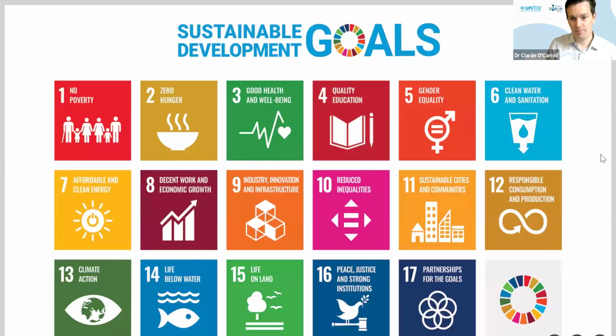If anyone has any particular SDGs that they would like me to go into more detail on, please feel free to call it out or put it in the chat. But because there are so many, I'm just going to give a couple of examples as we go through this presentation. But hopefully you get the idea that these are ambitious targets and they apply to everybody.